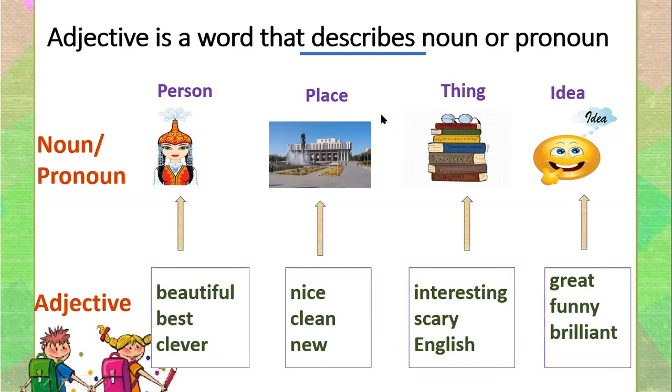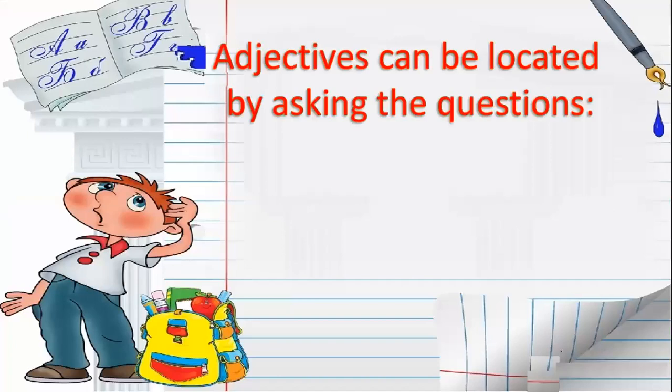Here these are nouns, but where is the pronoun here? Instead of person, we can use a pronoun: she, he, they, you, yeah? And instead of place or things like this, we can say it. It is an interesting book. So we are describing a pronoun and a noun.